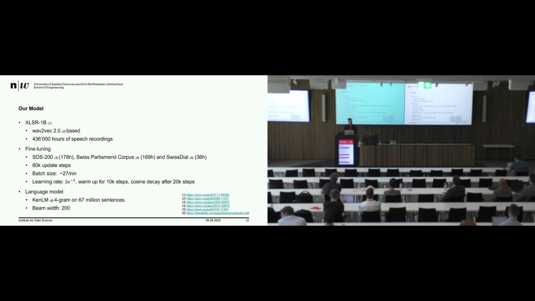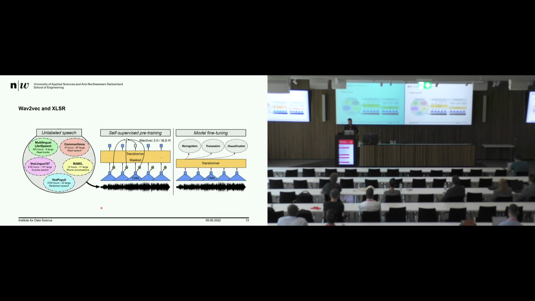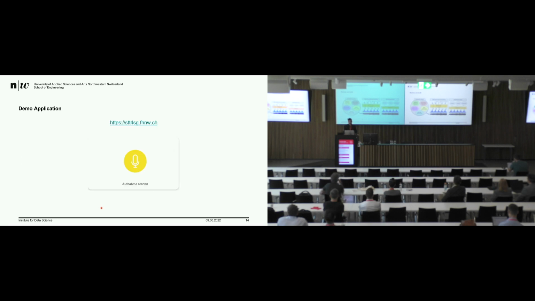And we also used a language model. That's a KNLM 4-gram language model trained on 67 million sentences. They are all in the domain of news and parliament data. So I think I'm going to skip this slide and not go into detail on how Wave2Vec and XLSR work.